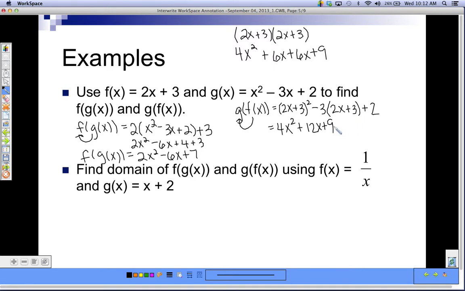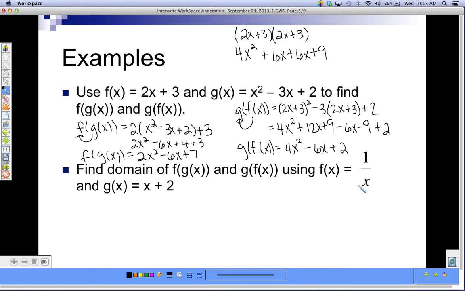And now we can do some distribution. So we have negative 6x minus 9 plus 2. And combine your like terms. So we have 4x squared minus 6x. The 9's cancel out, so we just have plus 2.